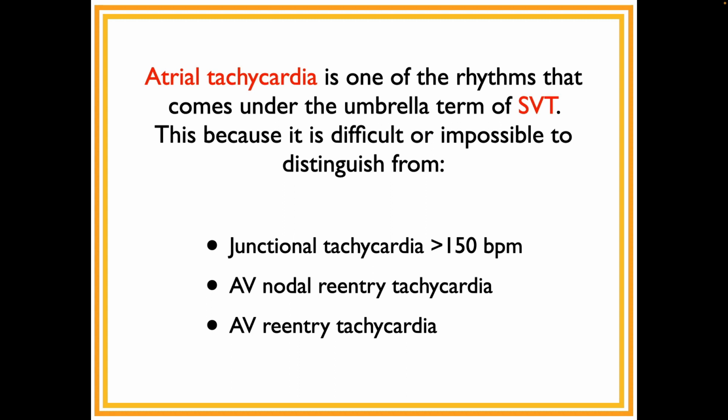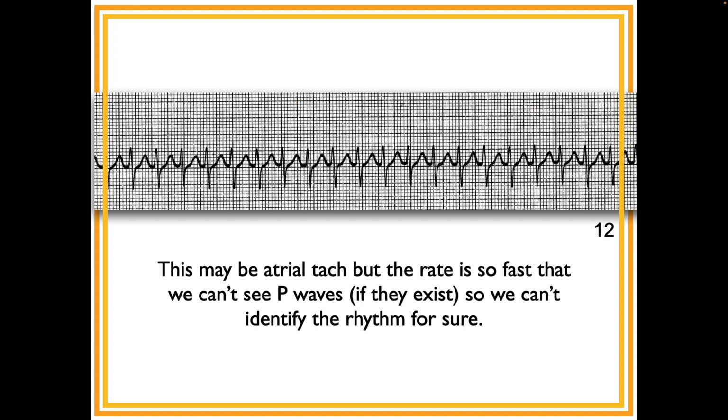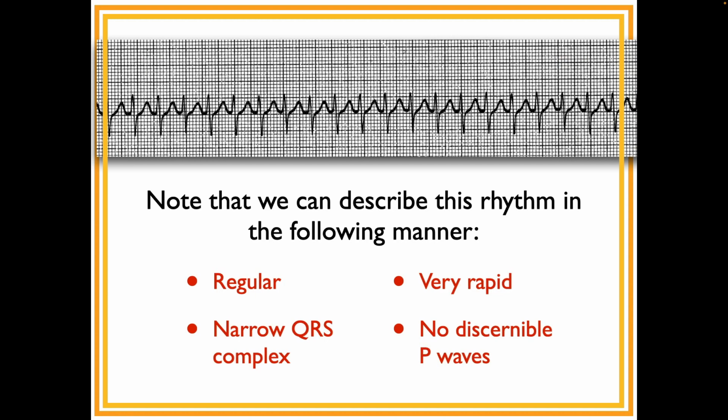Atrial tach is one of the rhythms that comes under that umbrella term of SVT. This is because it's difficult and impossible to distinguish from these rhythms that we haven't had yet. So next week we're going to talk about junctional tach, AV nodal reentry tach, and AV reentry tachycardia, and they all look alike. This is what they look like, just like this. Okay, this may be atrial tach, but we can't tell. Regular, narrow QRS complex, very rapid, no discernible P waves.